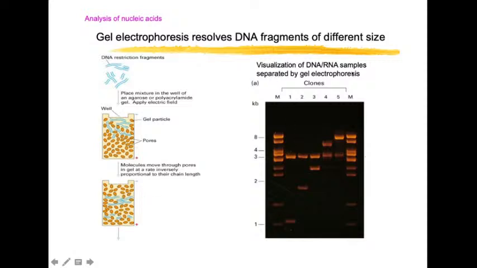So this is visualization of DNA samples separated by gel electrophoresis. These are the clones, 1, 2, 3, 4, 5, and this is the molecular marker on the right hand side. You can see clones 1, 2, 3, 4, 5.